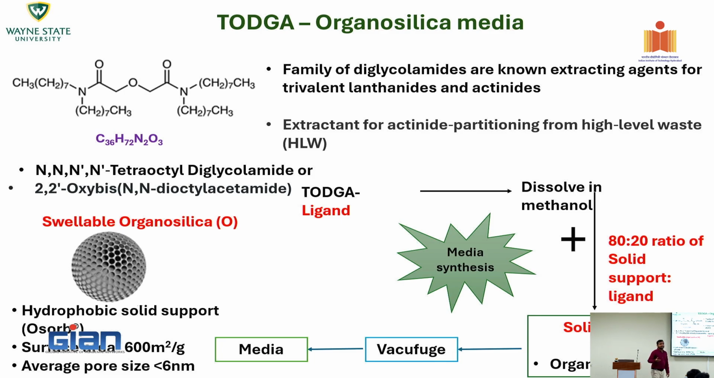Once we got this chelating material, we coated it on a solid support. What does solid support mean? Solid supports are inorganic materials used as a base material in order to attach bigger molecules onto smaller molecules or similar molecules. This has a very high surface area, around 600 square meters per gram. It has a hydrophobic surface, and the ligand we chose has a hydrophobic surface. It's like a head to head attachment.